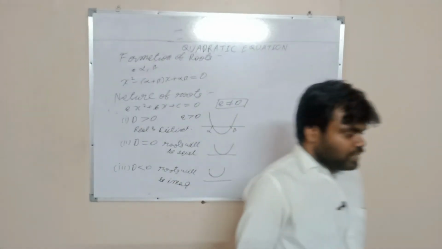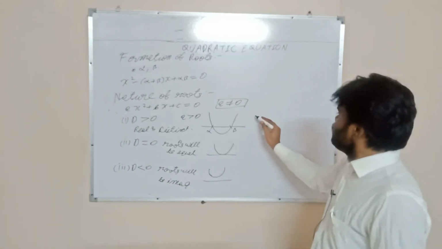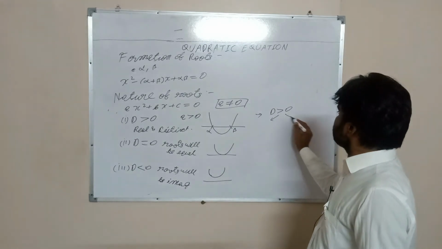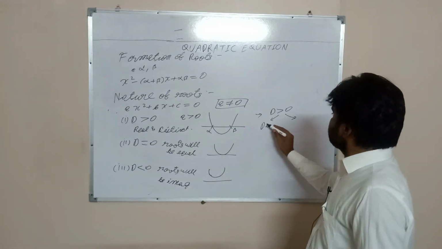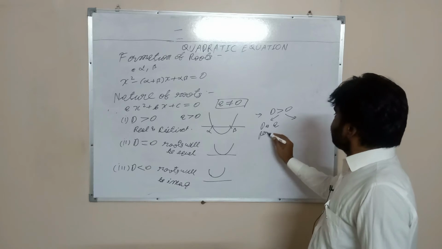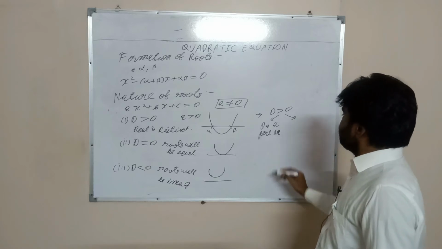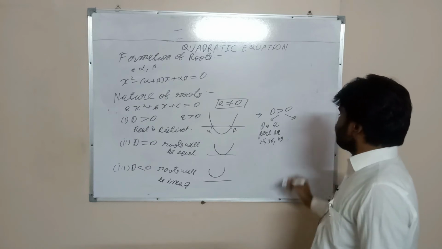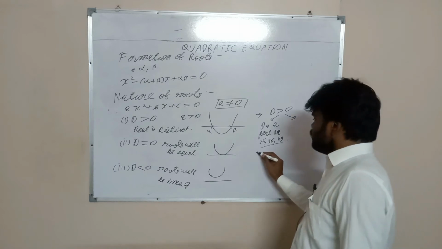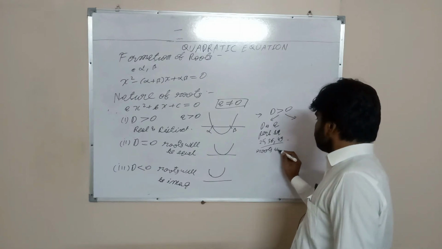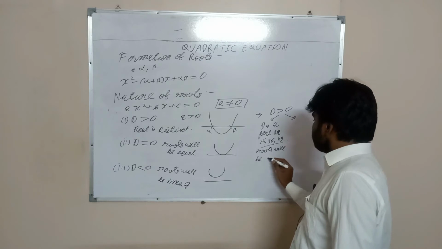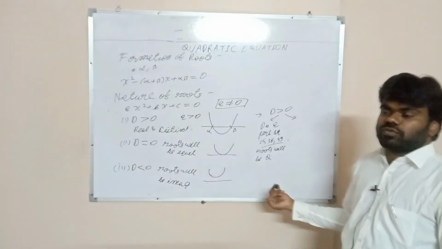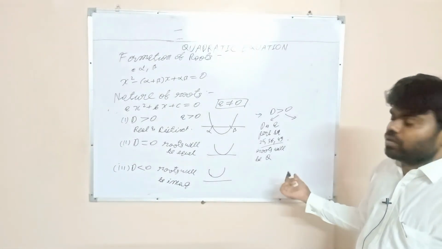One major point to be noted here is, if d is greater than 0, again there are two cases. If d is a perfect square, like 25, 36, 49, and so on, then the roots will be distinct. The roots will be rational, meaning some natural number or some fractional rational number.